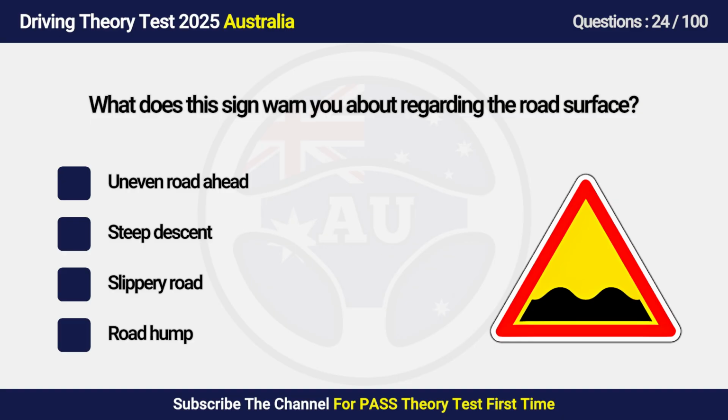A. Uneven road ahead. B. Steep descent. C. Slippery road. D. Road hump.